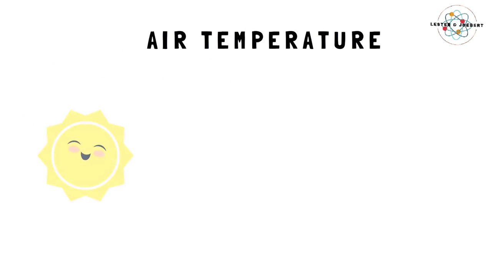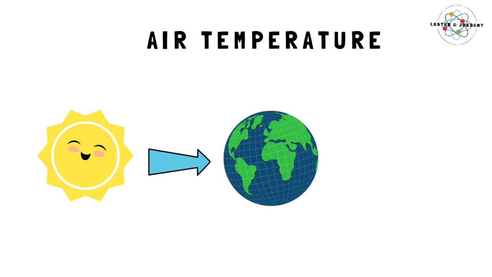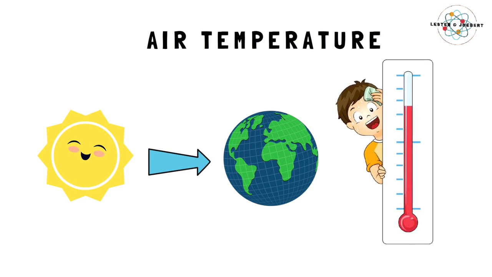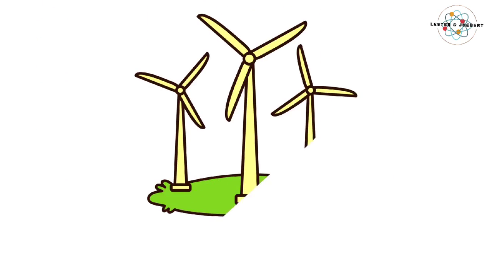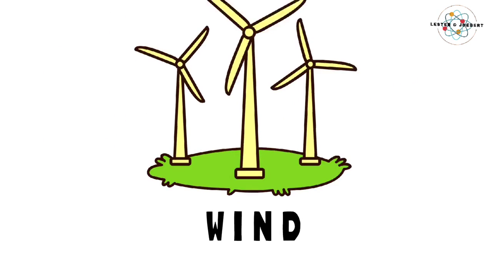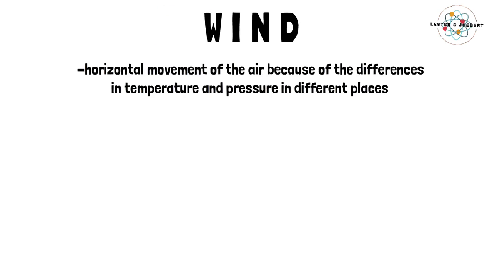Air temperature is due to the unequal heating of the sun to the Earth's rotation. This temperature change also affects the air pressure, and cloud cover also affects the temperature of the air. And third, we have the wind. Wind is another great factor that influences the weather. It is a horizontal movement of the air because of the difference in temperature and pressure in different places.